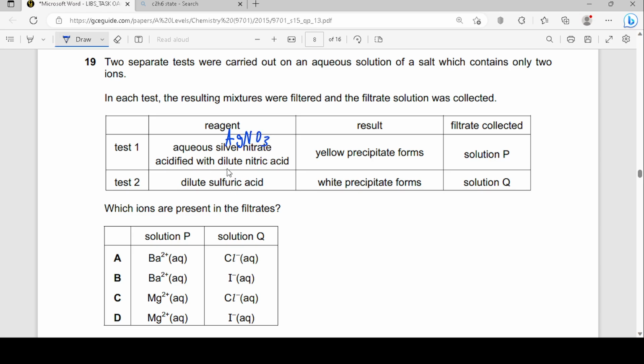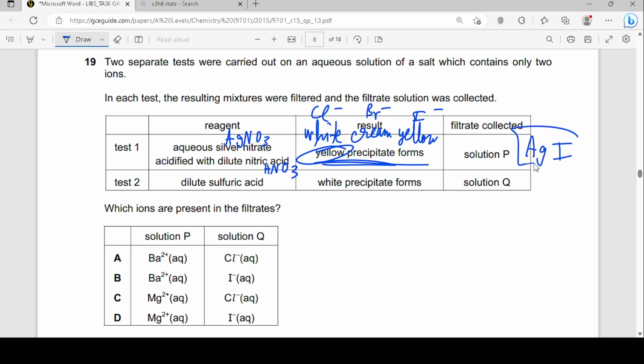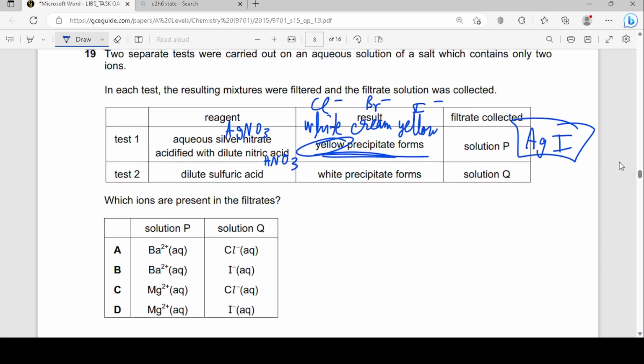Yeah. And dilute nitric acid solution. And you get a yellow precipitate. So you know this is the classic reaction, right? So you get a white precipitate or a cream precipitate or a yellow precipitate, right? So which halide must it be? Well, white would be Cl minus, cream would be Br minus, and yellow would be I minus. If it's a yellow precipitate, then that means I probably have AgI, right? So I have Ag plus and I minus basically.